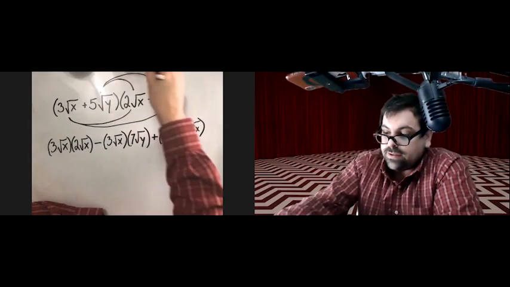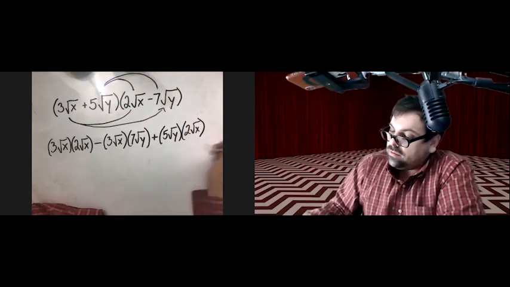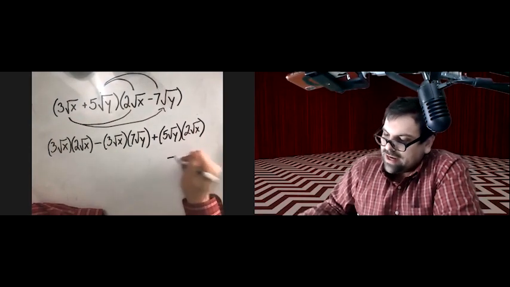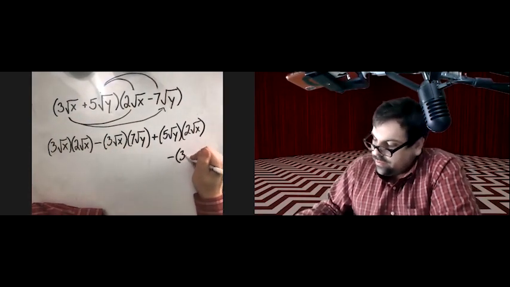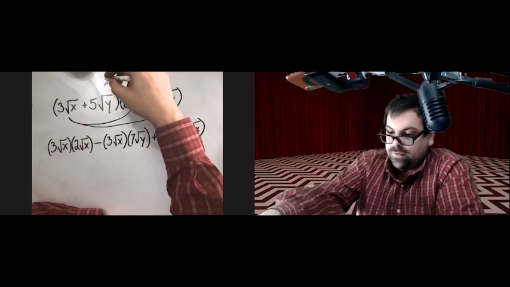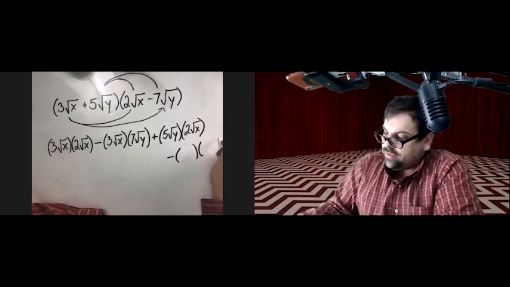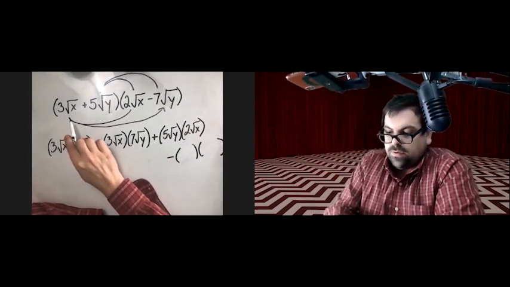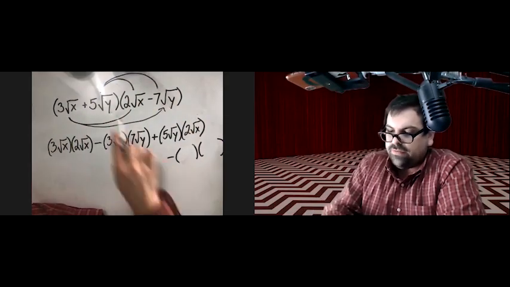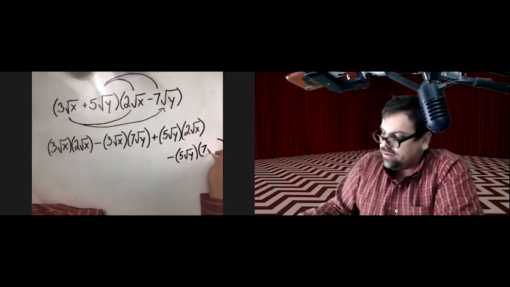And then last, if you have more room off to the right of your page, please write it next to it, but I'm going to put it here. Positive times negative is minus 3 radical x, oops, sorry. Not the 3 radical x. First, outer, inner. We're doing last. Positive times negative is negative 5 radical y times 7 radical y.